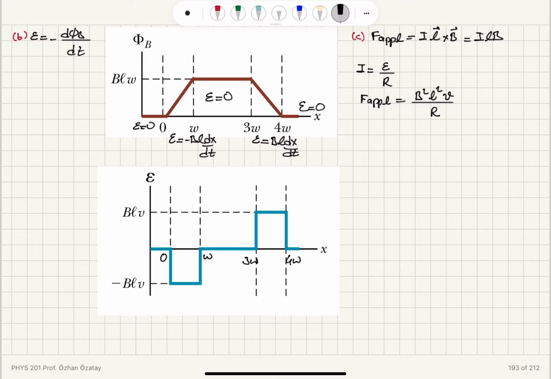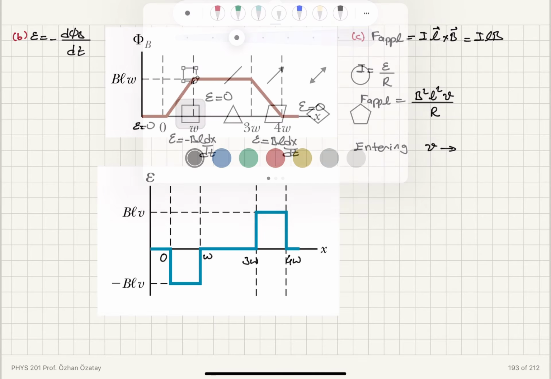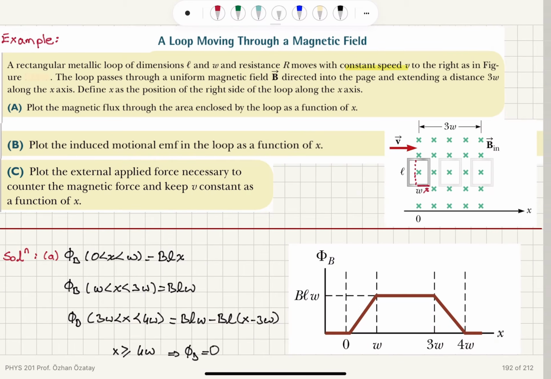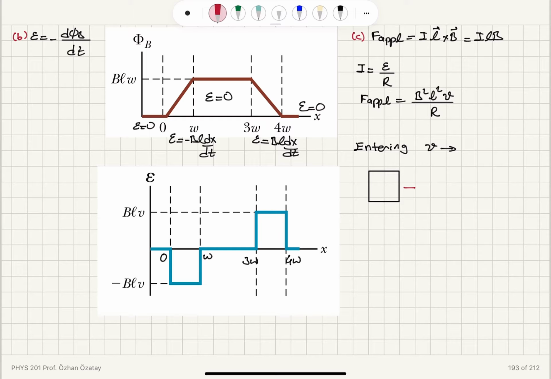Now, when we are entering this region at the constant speed V, the velocity V points to the right. Now we're going to have this rectangular loop of length L and width W going into this region. So you can see the velocity V points to the right. We are entering this region of uniform magnetic field.